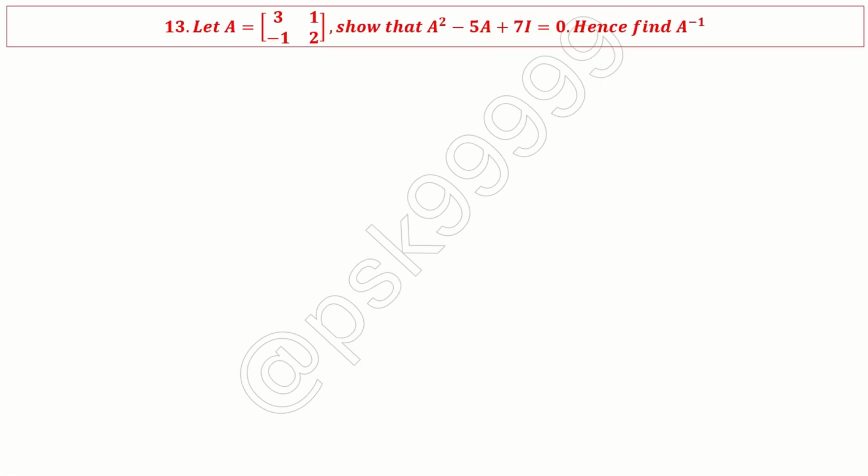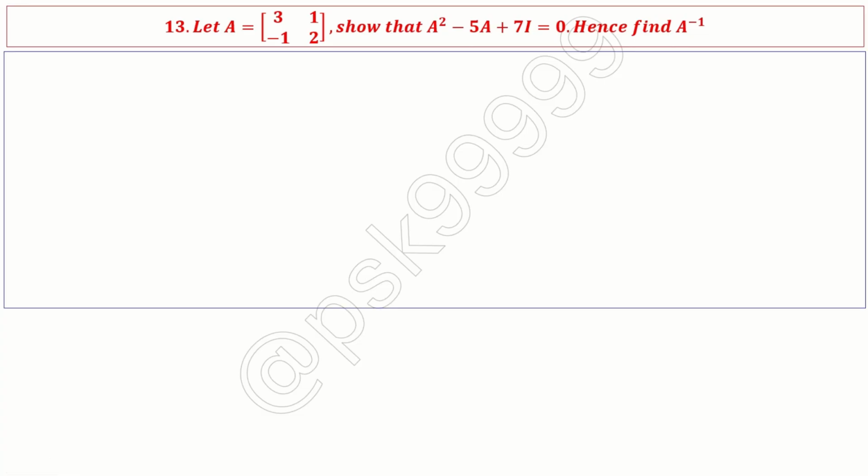Let A equal to 3, 1, minus 1, 2. Show that A square minus 5A plus 7I equals 0. Hence, find A inverse. This is important. Hence, find A inverse means you should not follow the same procedure of finding the A inverse. We should use this equation to find the A inverse. So let's do this. How to find the A inverse?